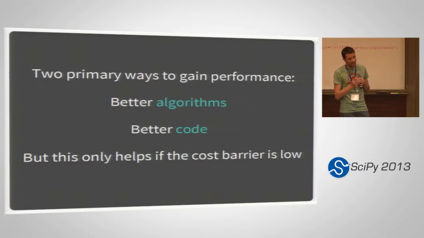Another thing that I like about Python is that, in my opinion, there's two basic ways to get performance out of an application. You can have better algorithms, or you can have better code. But those two things only help you if that barrier is low. For instance, there's a lot of packages in radio astronomy that are 20 years old and have 1 million lines of Fortran. And the barrier to entry of changing those, making them better, is just massive. You can't throw away that code. You can't change the algorithm because you can't understand it. No one can understand it. No one's left alive who understands that code.